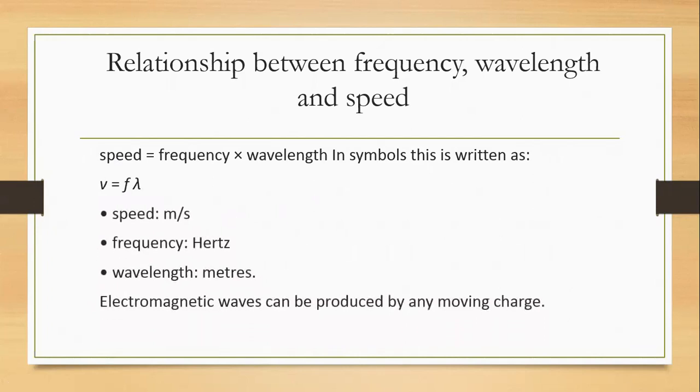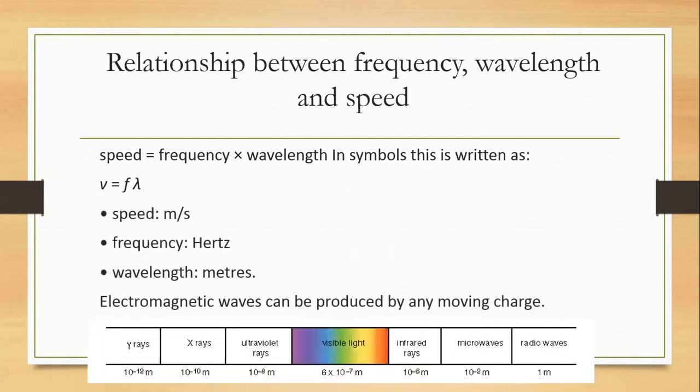One of the important things is that to get an electromagnetic wave, any moving charge is enough. When there is any moving charge, electromagnetic waves are produced. Here there is the electromagnetic spectrum. This is important because when the light moves from the visible part to the left, the frequency and the speed of the waves will increase. When it moves towards the right, on the other hand, the frequency and the speed of the wave will decrease, but the wavelength will increase.